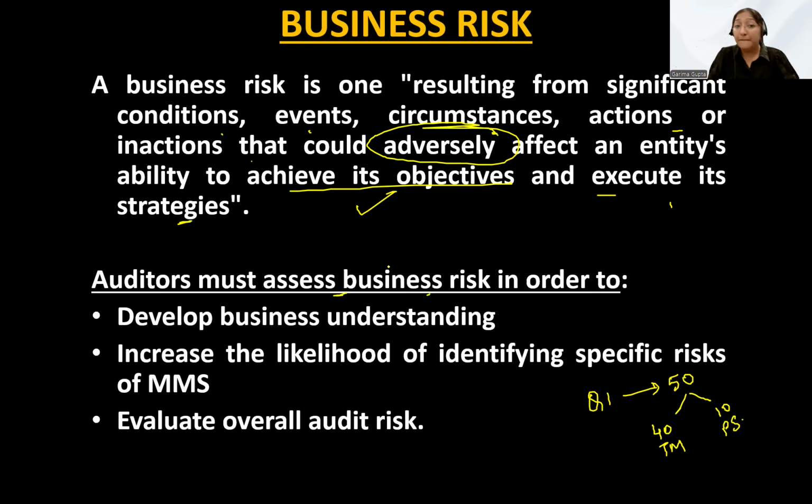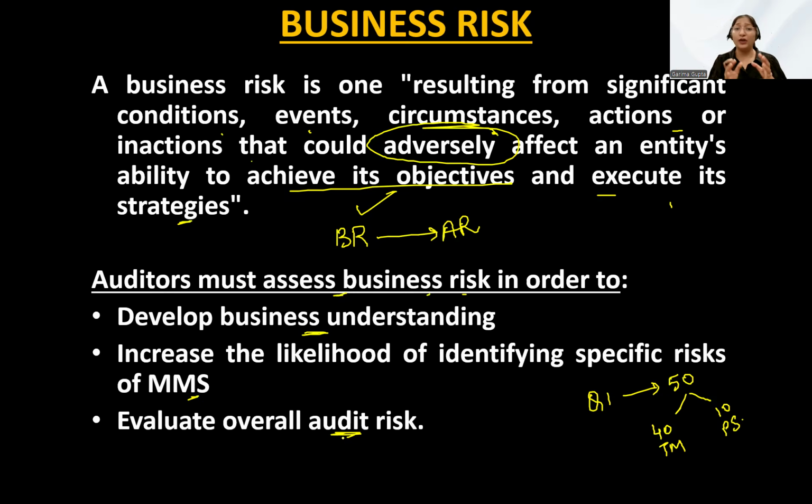It is because many business risks ultimately lead to the audit risk. There are multiple business risks which ultimately lead to the audit risk. So that is why we are understanding the business risk as well. The auditor must understand and assess the business risk so that he can have a clear understanding of the company. He will be able to identify the possible risk of material misstatement, and through that we will be able to analyze the audit risk as well.